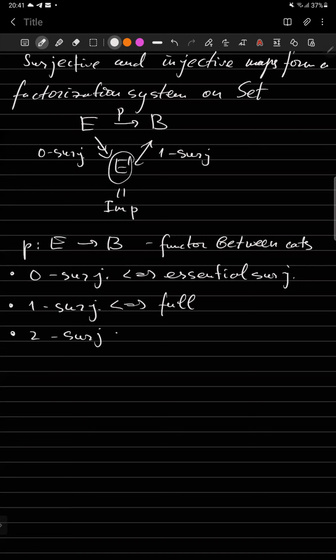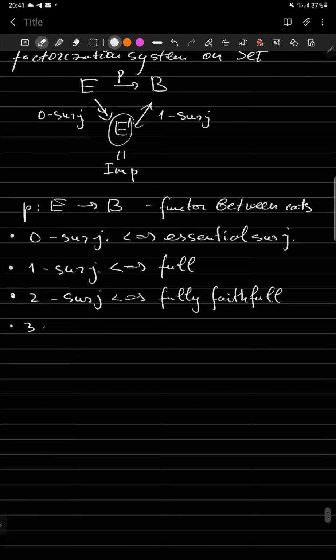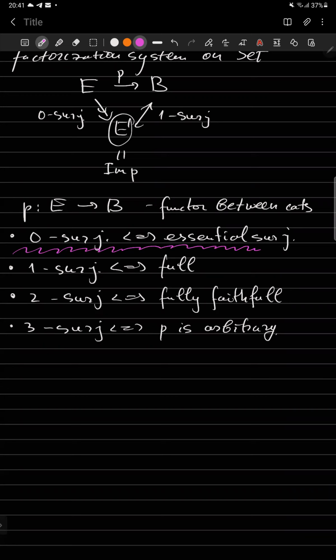It is two surjective if it is fully faithful. And three surjective: E is arbitrary. So the three surjectivity condition does not yield anything. So the first assertion is pretty obvious. We just saw it for sets.